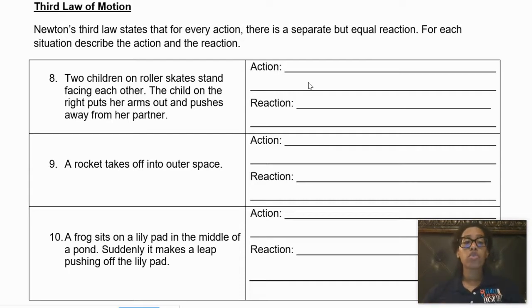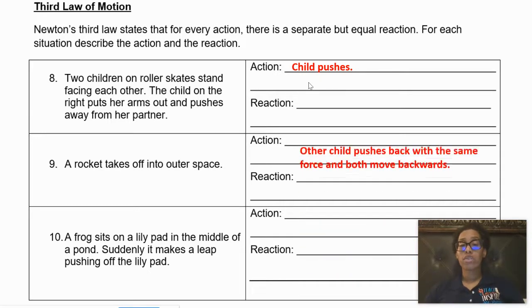Two children on roller skates stand facing each other. The child on the right puts her arms out and then pushes away from her partner. So there's two people that are hand in hand, okay? And they both push off of each other. The action force is the child that pushes, okay?